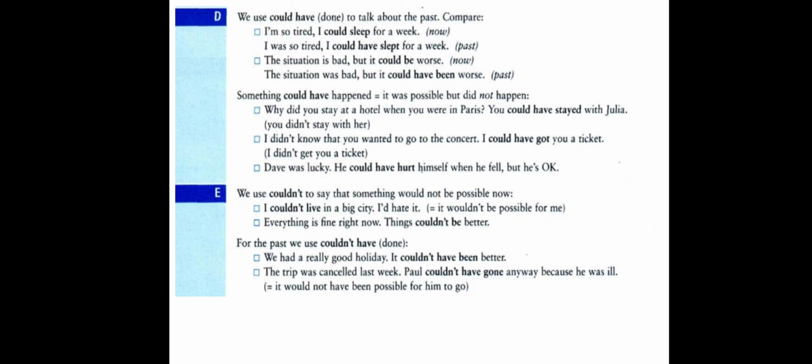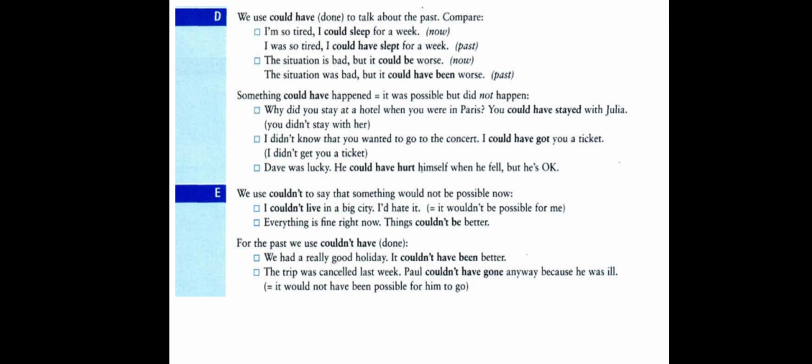So it becomes like this. It couldn't have been better. Couldn't have plus past participle of "is", which becomes been, plus better. So it becomes like this. It couldn't have been better.